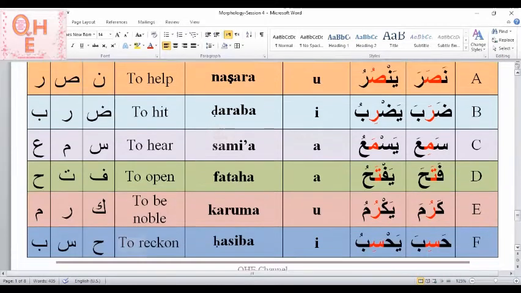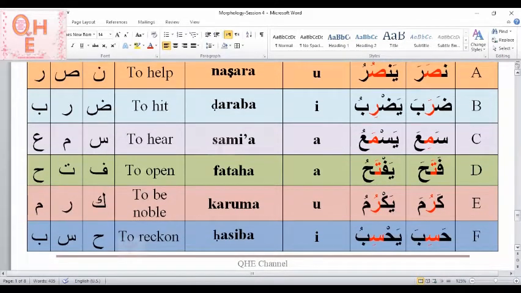Next combination of root letters, if I plug in kaf, ra, mim, the dictionary tells me the transliteration karuma of the third person singular male active past. Letter K for kaf, then A for fatha, that tells me kaf fatha. Letter R for ra, U for dhamma, that tells me ra dhamma. Letter M for mim, A for fatha, that tells me mim fatha. So in Arabic, I get karuma.